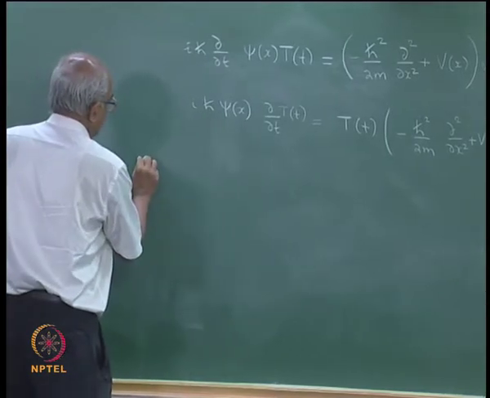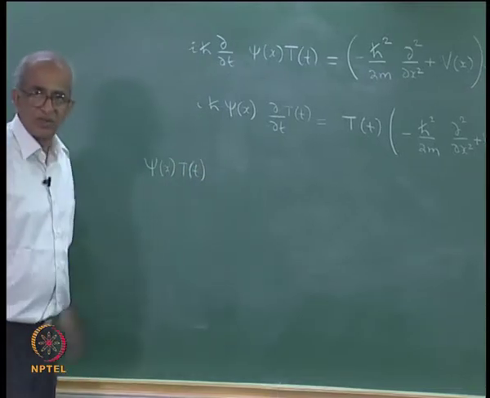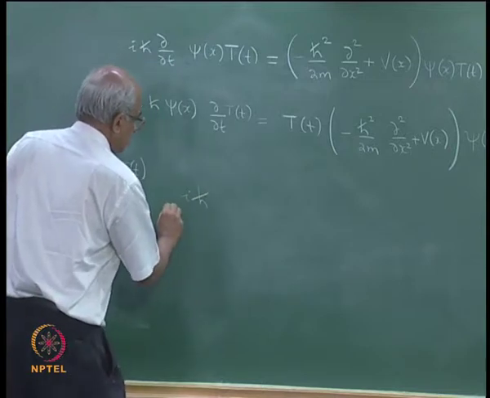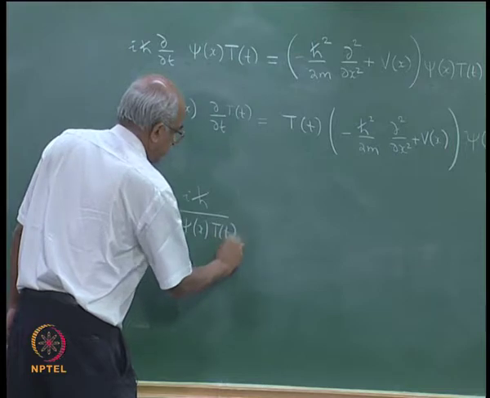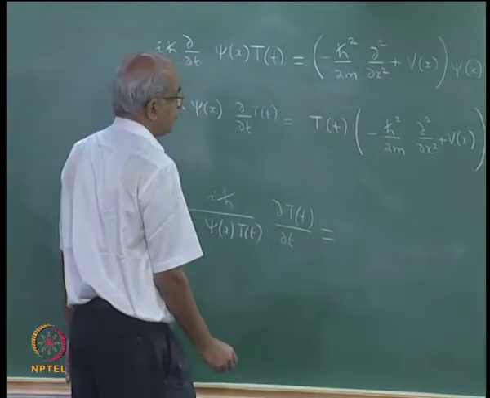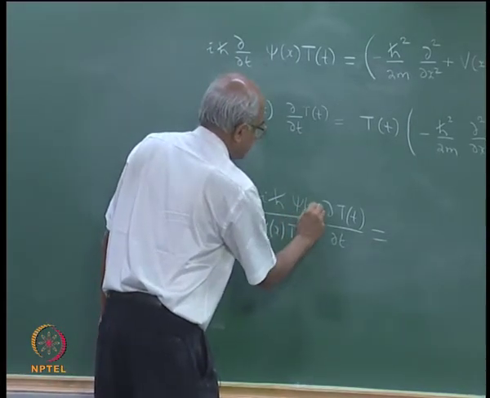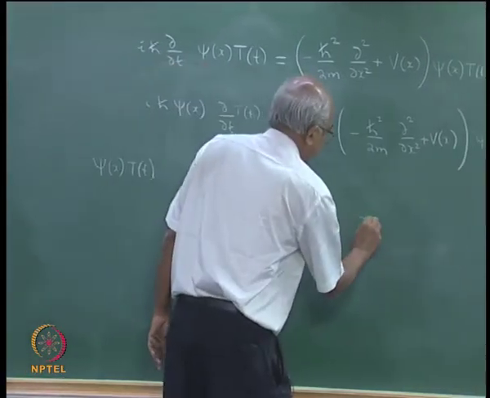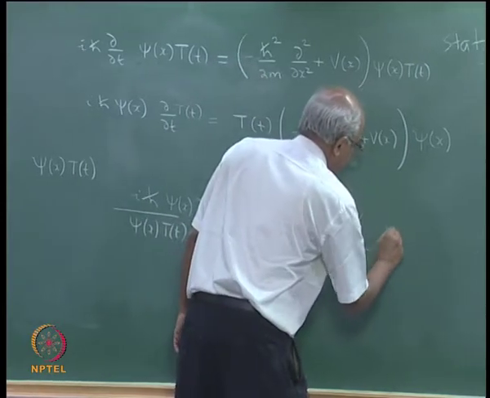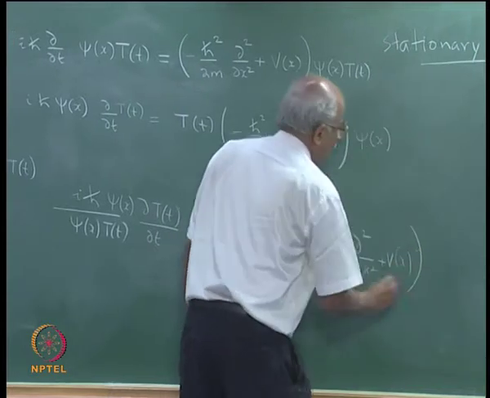Before I rewrite, what I want to do is I want to divide throughout by psi of x into capital T of t. Suppose I divide throughout by this, then what is going to happen is you will have i h cross divided by psi of x into capital T of t dou capital T by dou t is equal to, well, I have made a mistake, there should have been a psi of x here, and on the right hand side you are going to get capital T of t divided by psi of x into capital T of t, then minus h cross square by 2m dou square upon dou x square plus v of x operating upon psi of x.